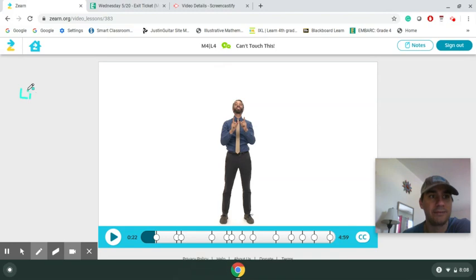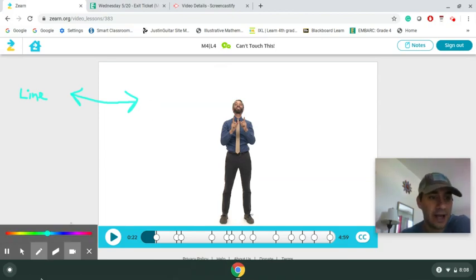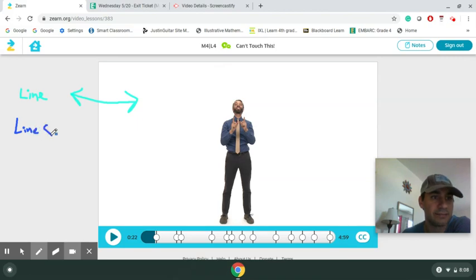A line goes on in both directions forever. You know, because it has two arrows, one on the left and one on the right, or it could be up and down. It could really be any direction, but it needs to have two arrows on either end. A line segment looks like a line, but it has two endpoints, so it stops on both sides. That's a line segment.